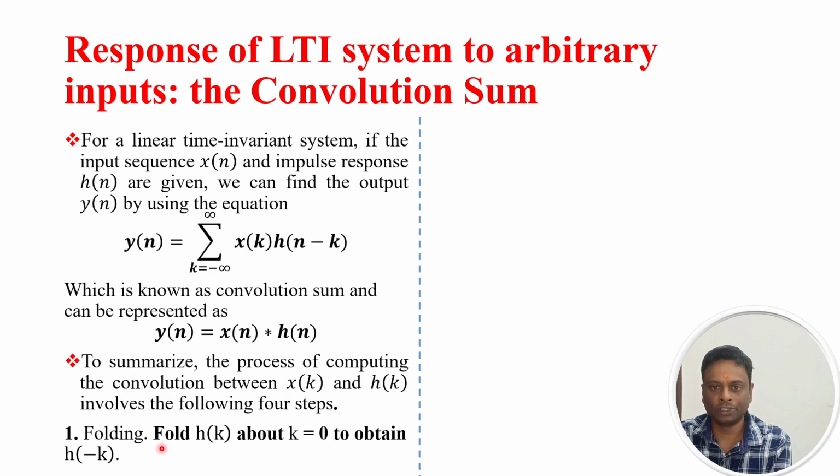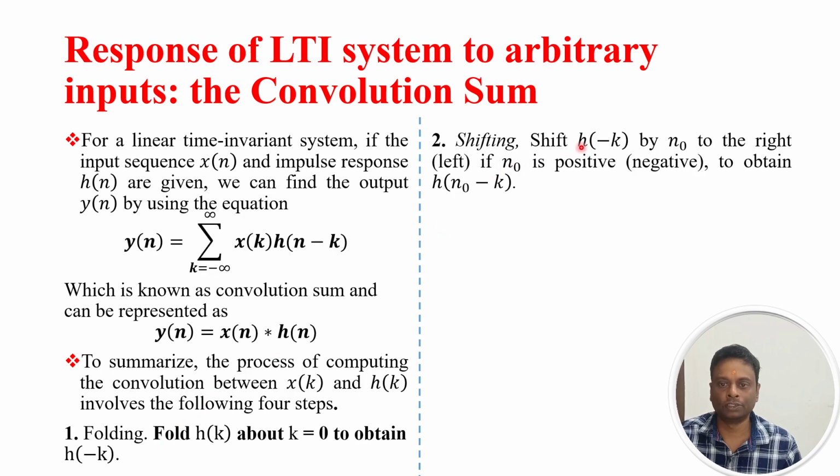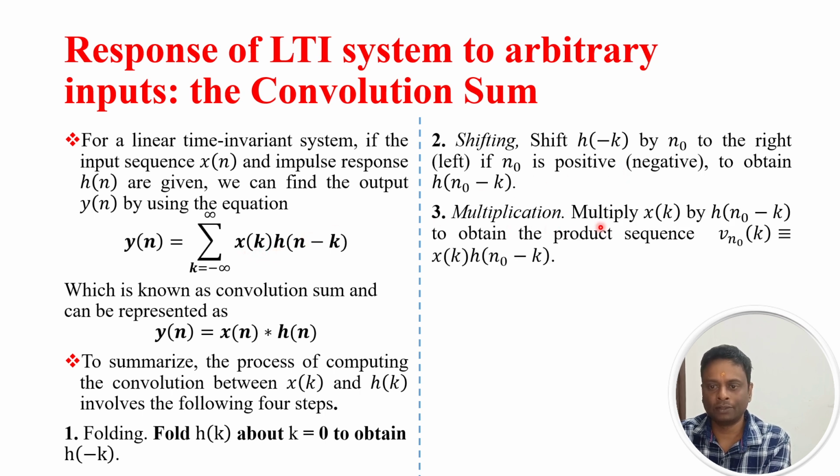Then comes the shifting operation. Shift h of minus k by n0 to the left or right, depending on whether it is positive or negative. Next, multiply h of n0 minus k with x of k to find the product sequence. That is, you can write v of n0 comma k. This is the product sequence.